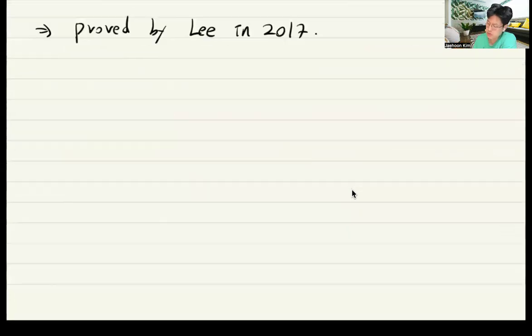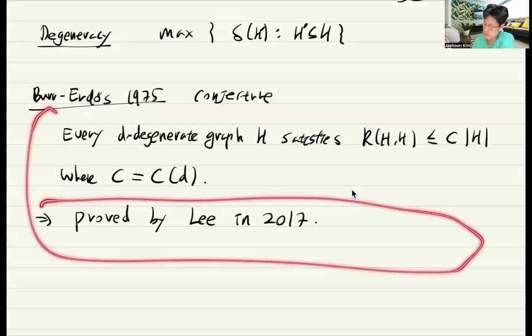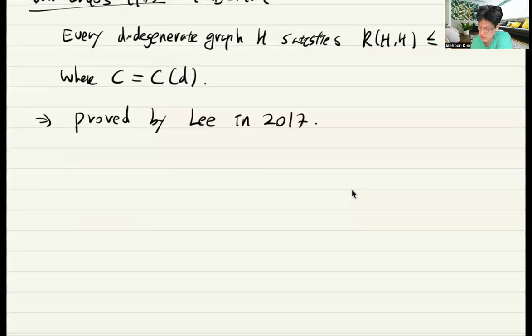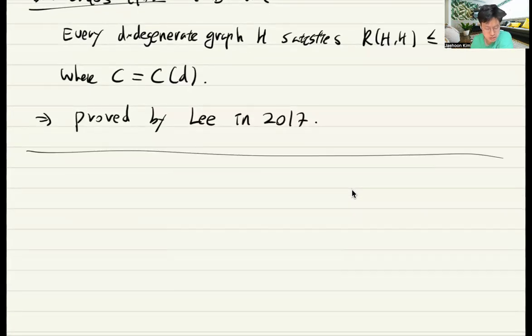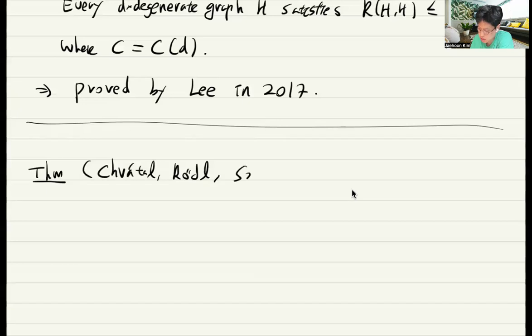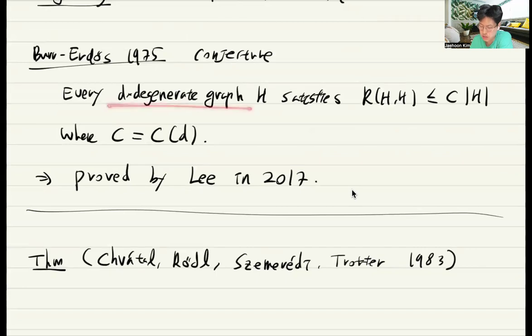Okay. So this proof is quite complicated. It uses some sort of dependent random choice to prove it. And we will not talk about that result, but we want to talk about a weaker result by Chvátal, Rödl, Szemerédi, and Trotter in 1983 about a more restricted class of graphs than degenerate graphs.